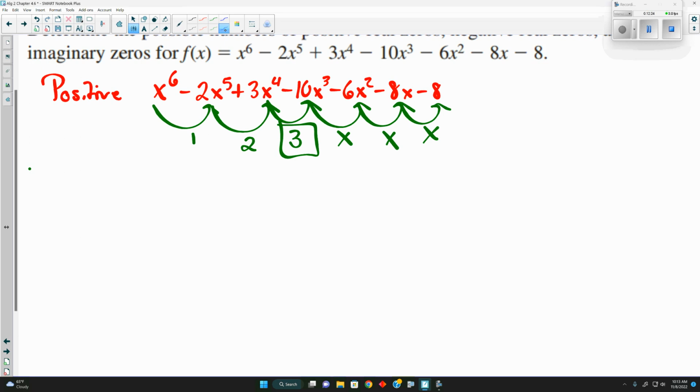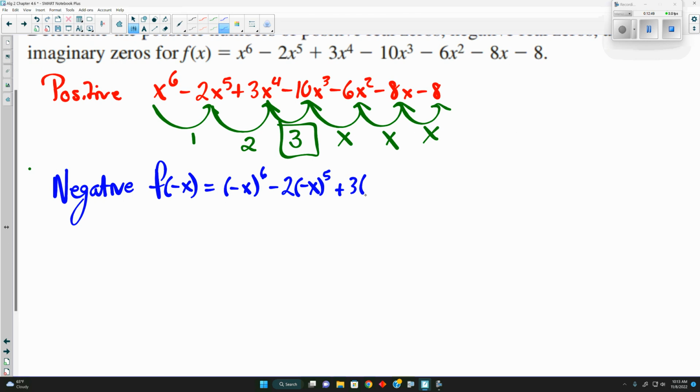Now we're going to look at negative solutions. And for negative solutions, we're taking f of negative x. What that means is every place where there's an x in the function, we're going to replace it with negative x. So which means our function is negative x to the 6th minus 2 times negative x to the 5th plus 3 times negative x to the 4th minus 10 times negative x cubed minus 6 times negative x squared minus 8 times negative x minus 8.